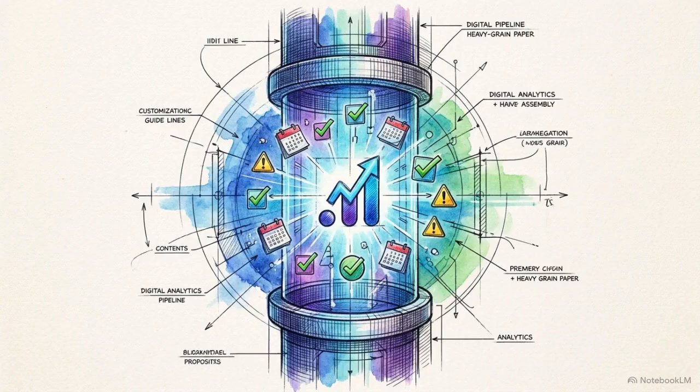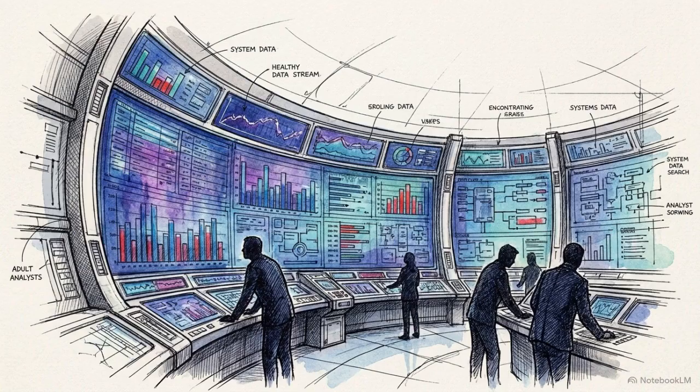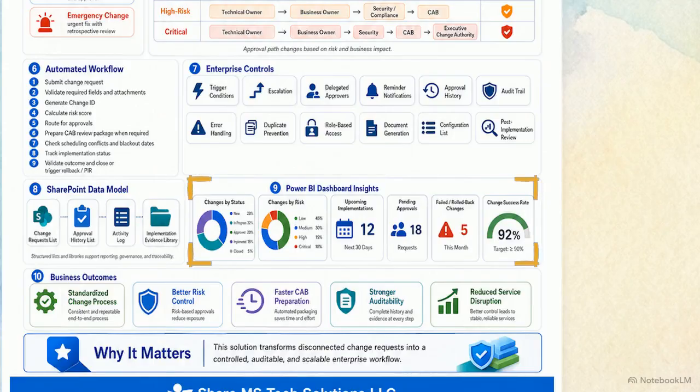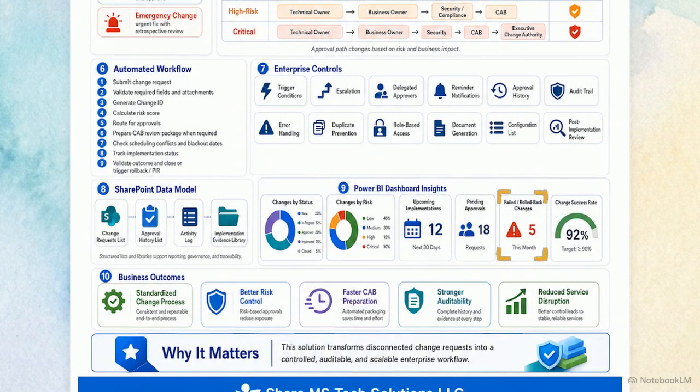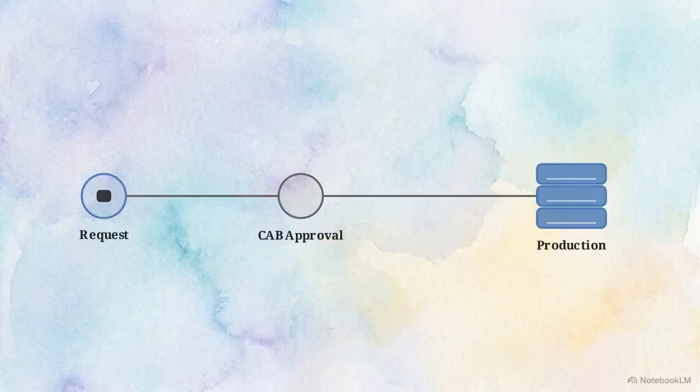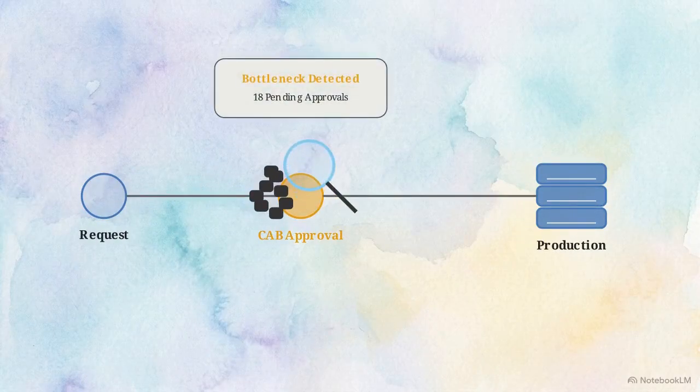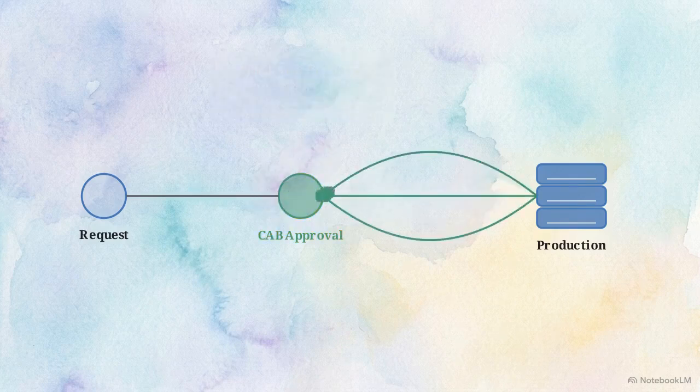All of this activity feeds into a Power BI dashboard, serving as the real-time operational window into the health of the enterprise environment. This dashboard displays the metrics leadership requires. It shows pending approvals, risk distributions, and upcoming implementations to monitor system stability and spot bottlenecks. Most importantly, it tracks failed and rolled back changes alongside your target success rate, allowing you to quickly identify systemic weaknesses. This live telemetry allows managers to identify specific workflow bottlenecks and resolve scheduling conflicts before they impact the production environment.